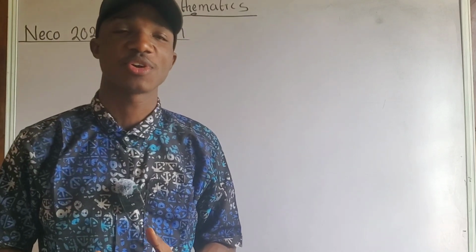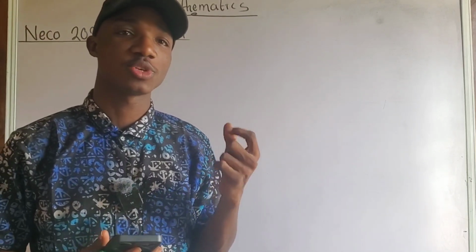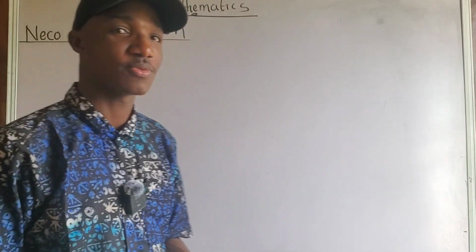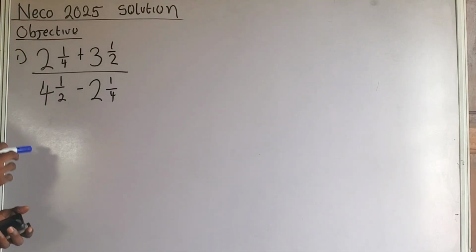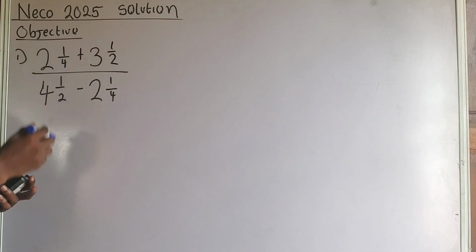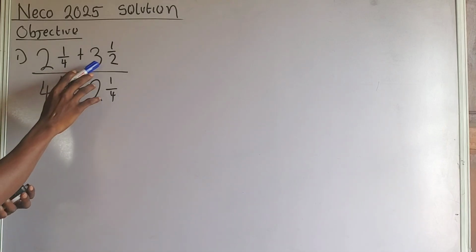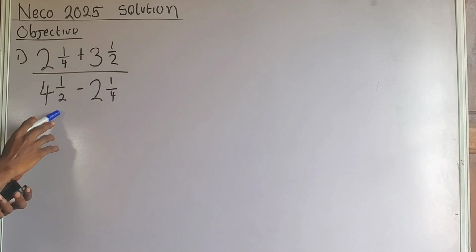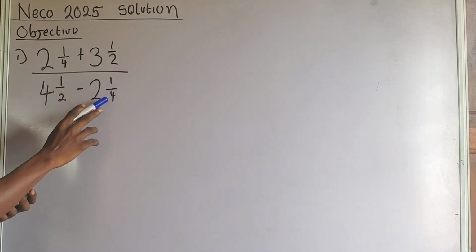In this class, we're going to go over NECO 2025 mathematics solution. Okay, let's start with the objective question. We are asked to evaluate 2 whole number 1 over 4 plus 3 whole number 1 over 2, all over 4 whole number 1 over 2 minus 2 whole number 1 over 4.